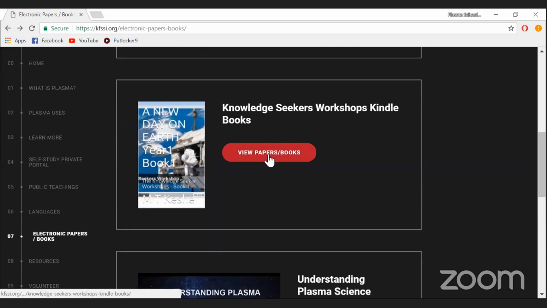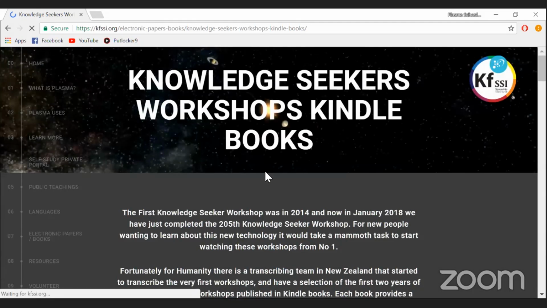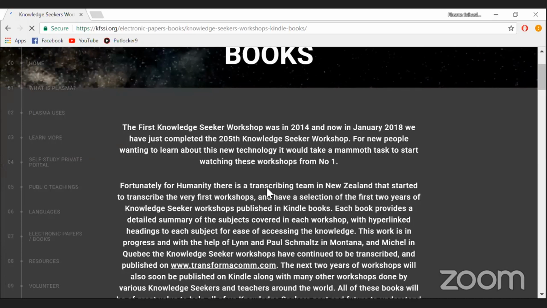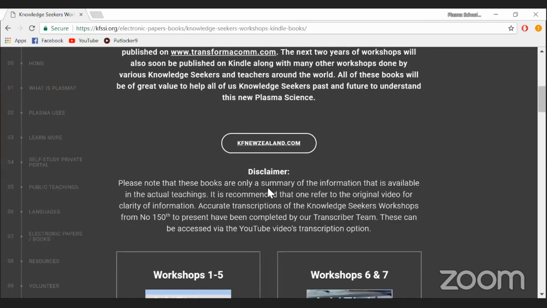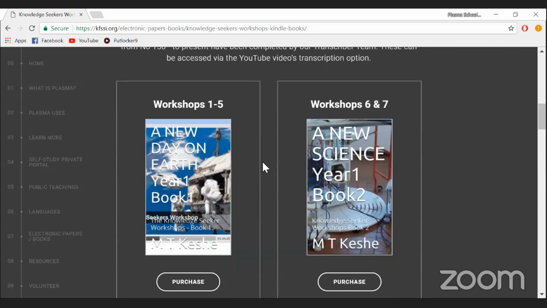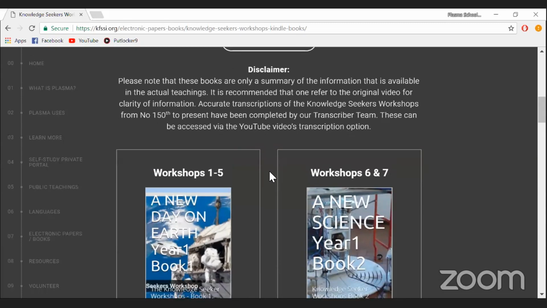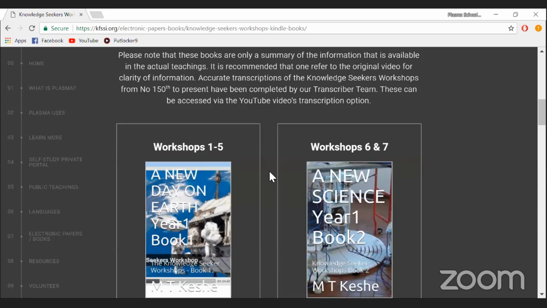And then we have some Kindle books, and these are very valuable books. They've been developed by KF New Zealand. And what he's done is he's taken the very first workshops and put them into a Kindle book. Now, just bear in mind, in terms of our disclaimer here, that what he's done is he's created a summary. So these are not the exact transcriptions that our transcribers do. They are just essentially a summary of these workshops.